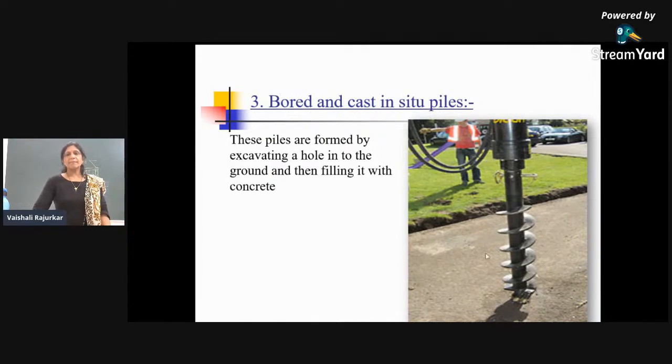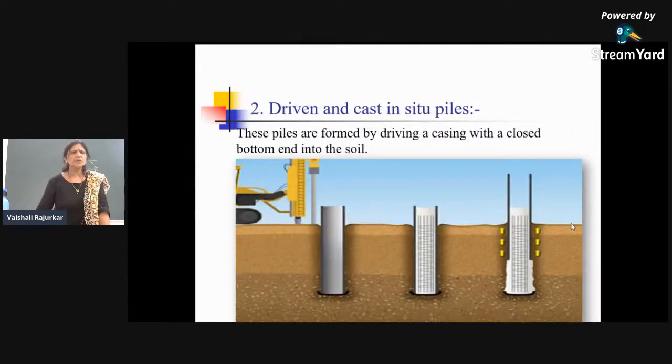So these bored pipes are the cast in situ pipes, where with the help of these augers, boring is made up to the required diameter and up to the required depth. Once the borehole is made, you can see this is the procedure. Here we just make the borehole of the required dimension. This is the diameter and this is the depth of the borehole.